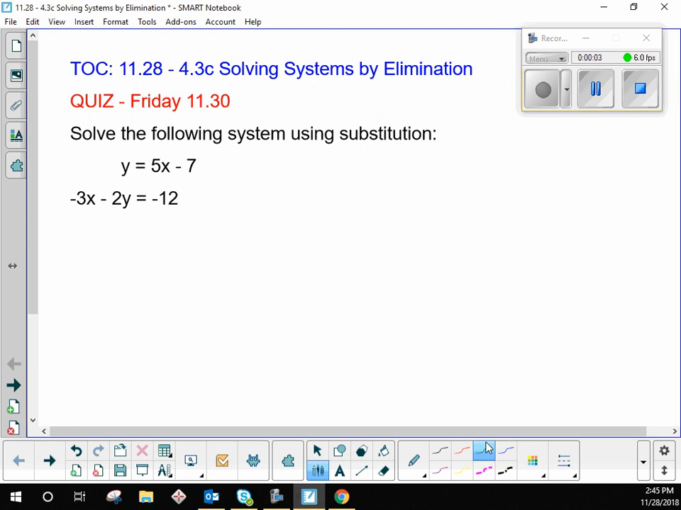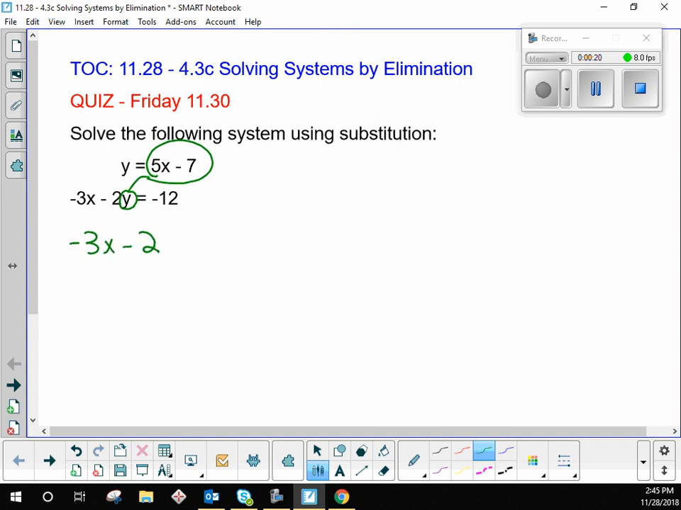The first equation is already solved for y. Yesterday's lesson, we had to do that work ourselves, right? Solve one of them for one of the variables. Today, that first one's already solved. So if y equals 5x minus 7, I take that, I plug it into the other equation for y.